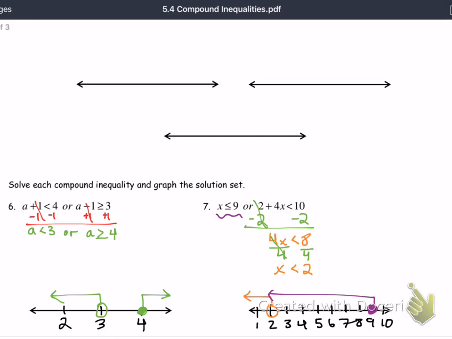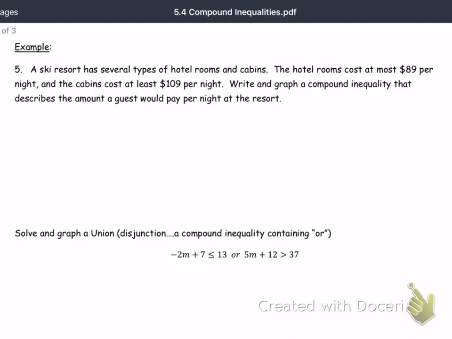So if you're ready, why don't we turn back to our word problem. It says here, a ski resort has several types of hotel rooms and cabins. The hotel rooms cost at most $89 per night, and the cabins cost at least $109 per night. Write and graph a compound inequality that describes the amount a guest would pay per night at the resort. So, the first one says at most.